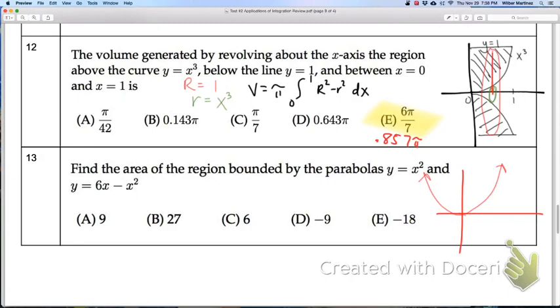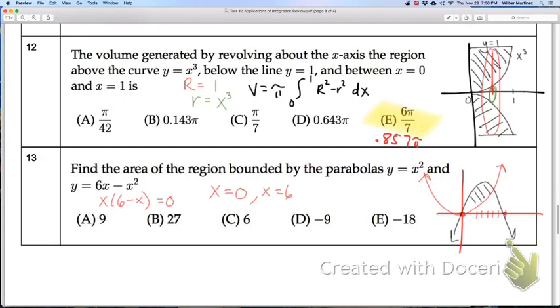And the other one, y equals 6x minus x squared. So that's another parabola. If we look at the zeros of it, x times 6 minus x, I have a zero at x equals 0 and a zero at 6. So a zero here and a zero here: 1, 2, 3, 4, 5, 6. And it is a parabola facing upside down because it's a negative x squared. So it looks like this.